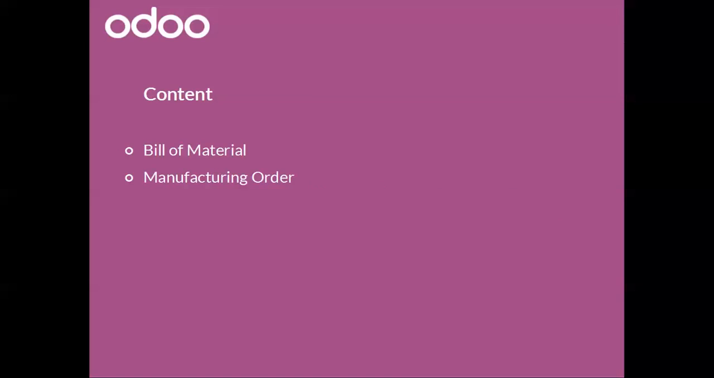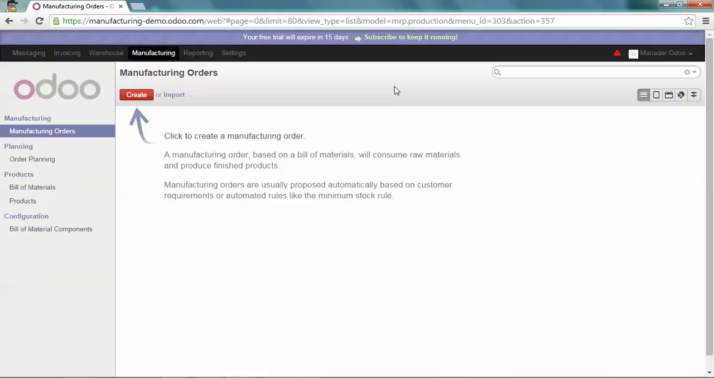In this first video, we're going to see how to create a bill of material. Then, we're going to launch our first production. So now, I'm in Odoo in the manufacturing module. We're going to first create a bill of material.